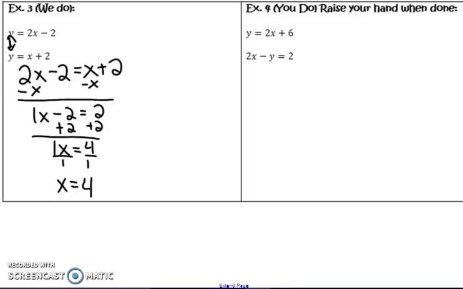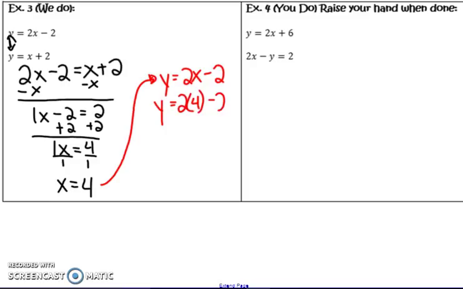Now, from here, since both of them are in the form y equals, it doesn't matter which equation you choose. They will both work. I'm going to use the first one, y equals 2x minus 2. I know x is 4, so I'm going to substitute that in. 2 times 4 gives me 8, minus 2 gives me y is equal to 6. So in this case, my point becomes 4, 6.